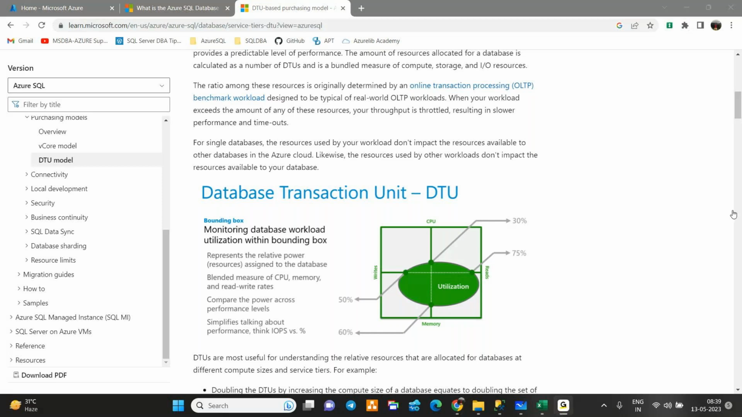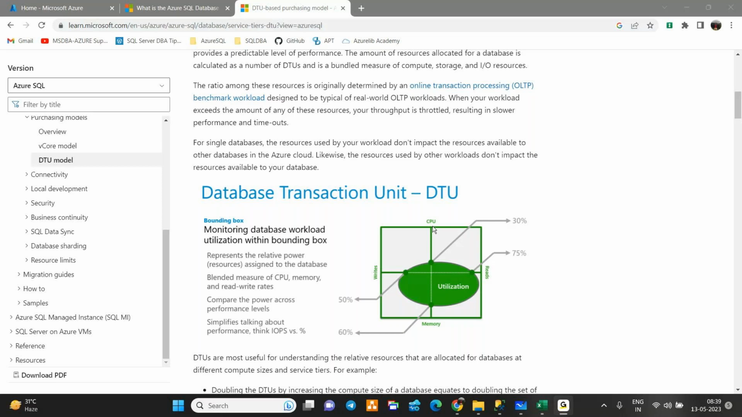You can ask questions, sir. Any questions? Don't get confused. This is new to everyone. Only for Azure SQL database. It's not for any other platform, sir. Only for Azure SQL database, you will see the DTU purchasing model.